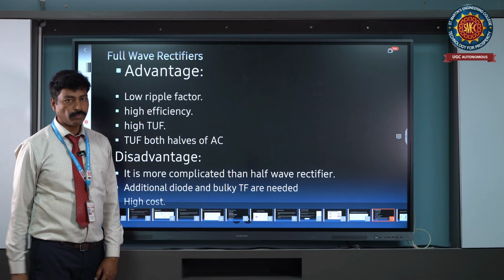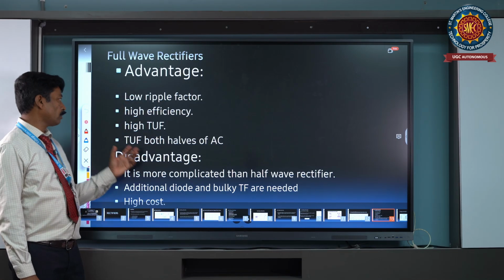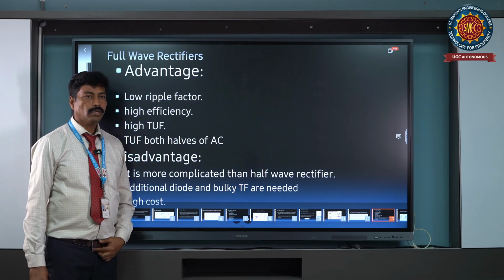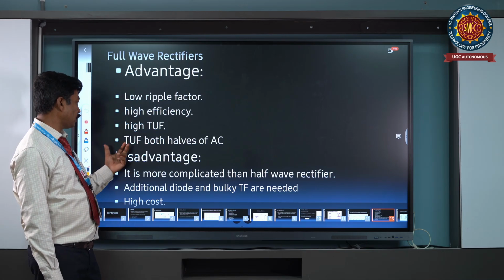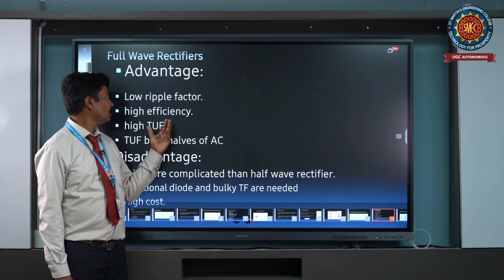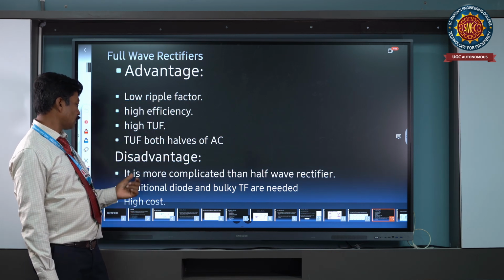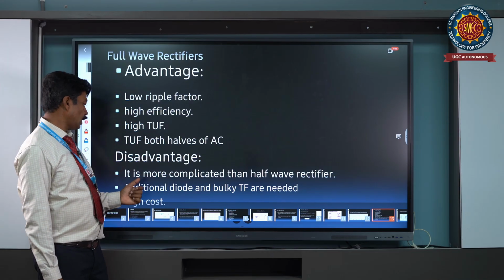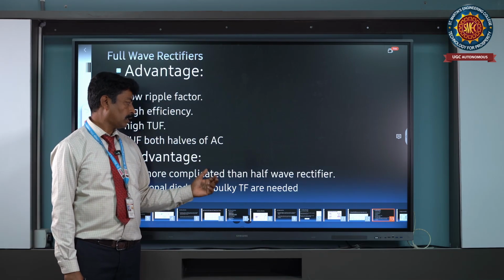Advantages and disadvantages of the full-wave rectifier. The advantages are low ripple factor, high efficiency, and high transformer utilization factor, which is very important. The disadvantages are that it is more complicated than the half-wave rectifier, and an additional diode and a bulky transformer are needed.